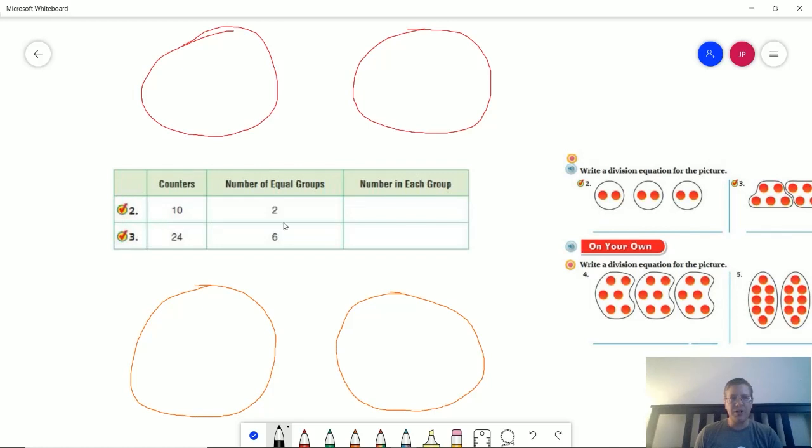So when we're working with multiplication, we can say that we're making a certain number of groups and we want to find out how many are in each group. So when we're working with division, we can do the same thing. They're going to give us our total number of counters. We're going to break it up into two groups. And then we are just going to alternate between our groups until we have used all 10 counters.